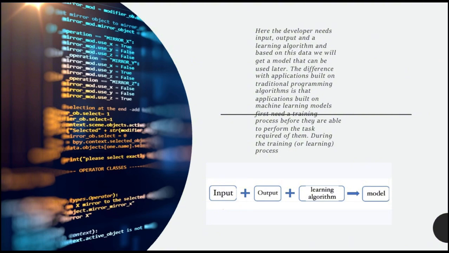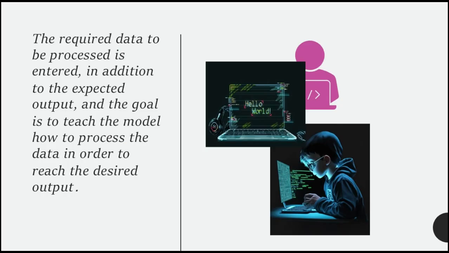The difference with applications based on traditional programming algorithms is that applications based on machine learning models initially need a training process before they are able to perform the task required of them. During the training or learning process, the required data to be processed is entered in addition to the expected output, and the goal is to teach the model how to process the data in order to reach the desired output.